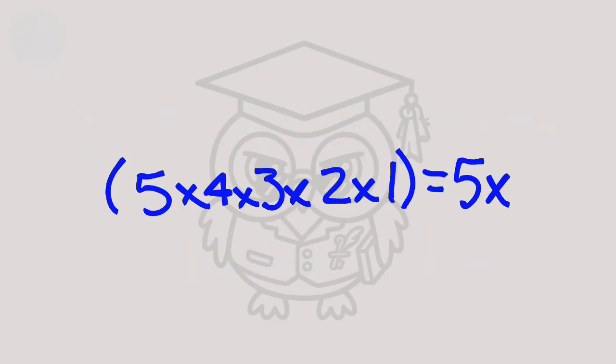Let's rewrite our entire equation by replacing the factorial symbol with its fully expanded product layout. This gives us the expression 5 times 4 times 3 times 2 times 1 equals 5x. Now we can apply an advanced cancellation shortcut to isolate x instantly before doing any large multiplication.